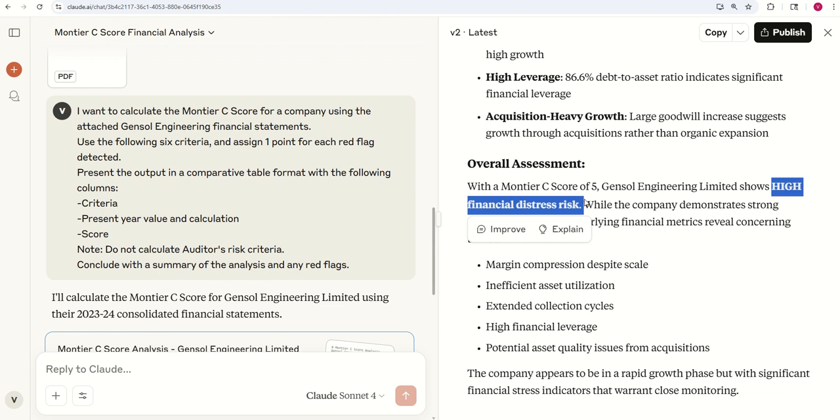Have you run this model, or done this same Montier C analysis, maybe 4 or 5 months back? If this result had come, I'm sure as a long-term investor, you definitely would not have even looked at this company again. So I think we will complete this video, and soon we'll catch up with the next model. Bye till then.